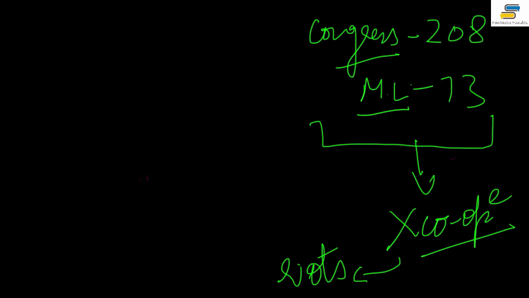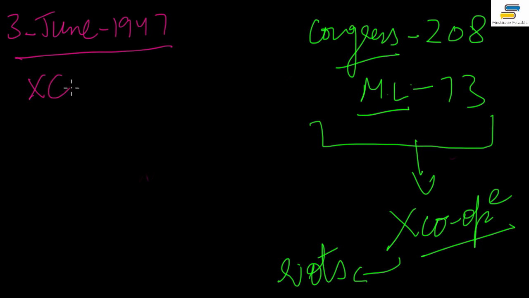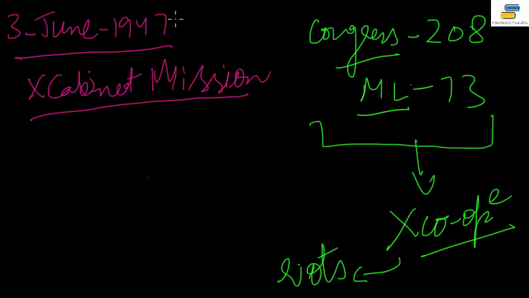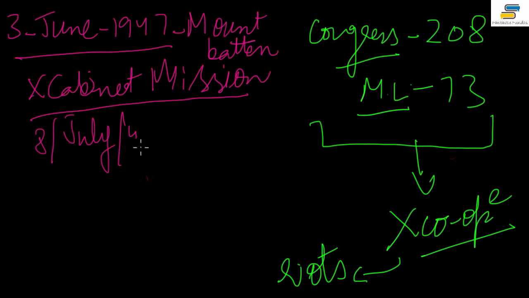So what happens over here is that Mountbatten comes to India, and 3rd June 1947 is the date. On this date, he announces that the Cabinet Mission is scrapped by him. This later culminates into the Indian Independence Act, and we have separate nations. The Indian Independence Act was passed just a month later, on 8 July 1947. And of course we know that in August we became free.